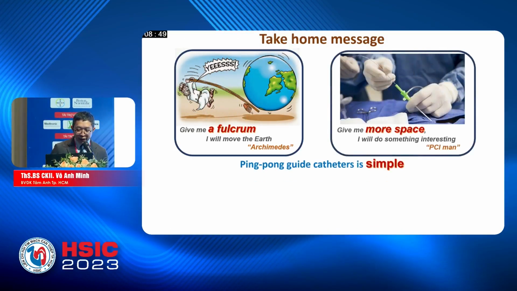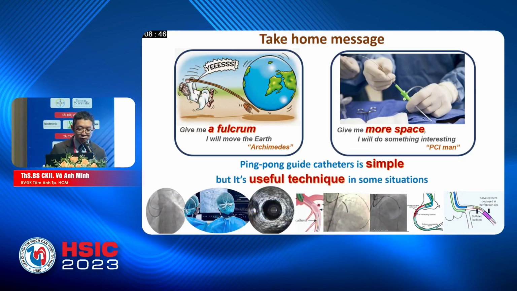The bottom line is the ping-pong guide catheter is simple, but it's useful in some situations. Archimedes was quite confident. He said, give me a fulcrum, I will move the earth. But the interventionalist, he is quite humble and says, give me more space, I will do something interesting.